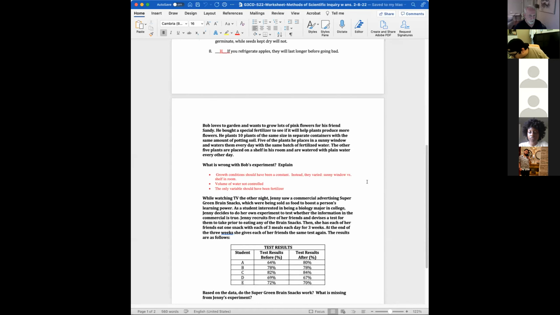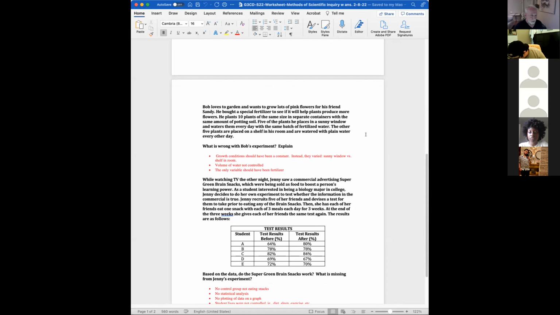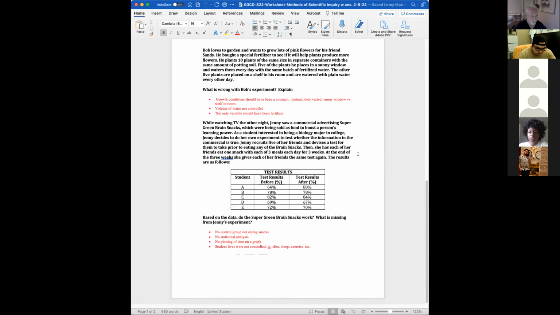Then we have 2 little stories about Bob and his garden. So what's wrong with Bob's experiment? Well, the growth conditions should have been a constant. Instead, he put one set in a sunny window and another set on a shelf. So they weren't comparable. He didn't control the volume of water that he used to water the plants. So the only variable should have been the fertilizer, and that was not true. And I think most of you said something to that effect.